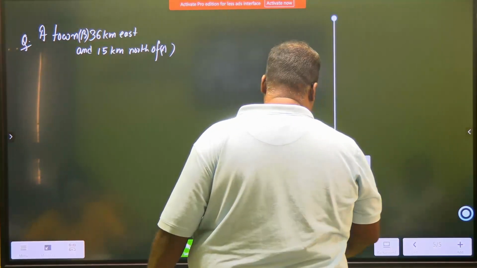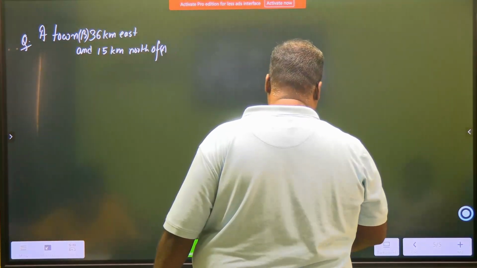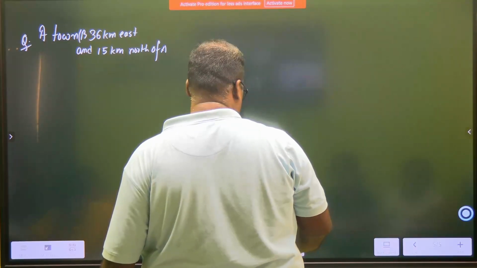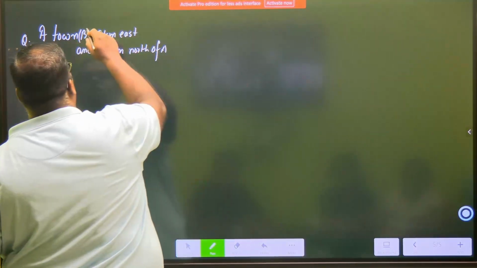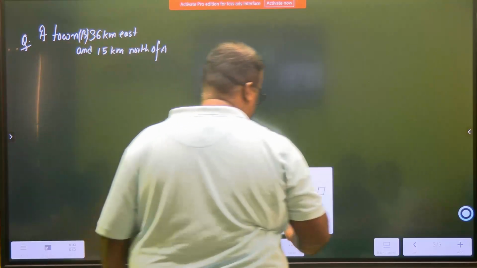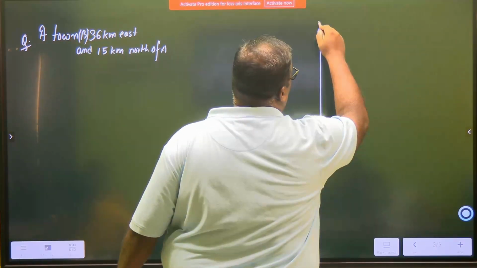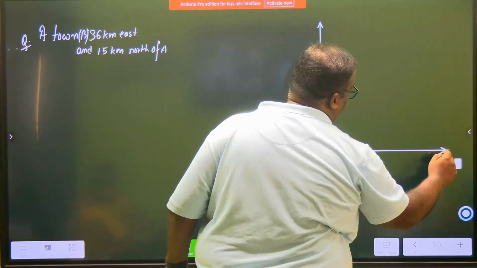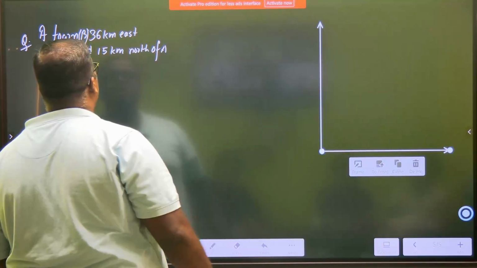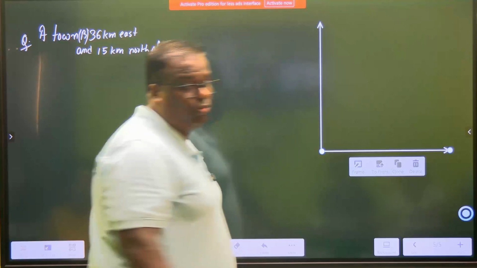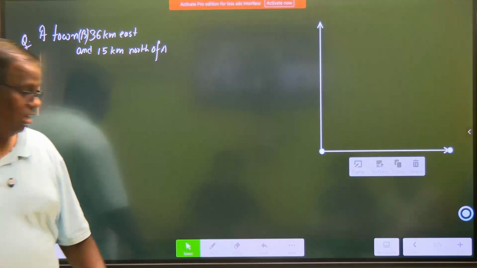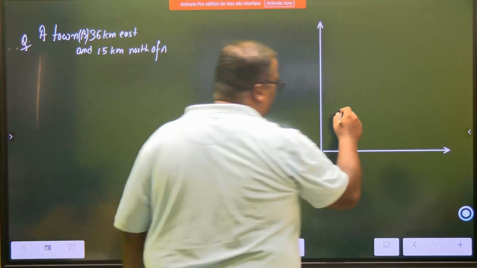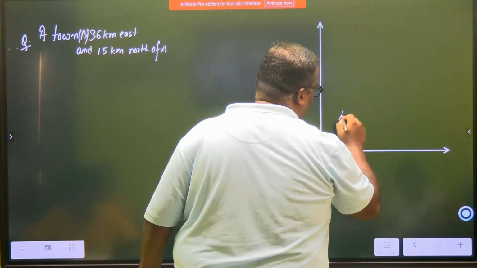So let's first make one arbitrary Cartesian coordinate system. It says town B is 36 kilometers east and north of A. So which is the reference? A is the reference. So we first pick up town A. This is my town A.